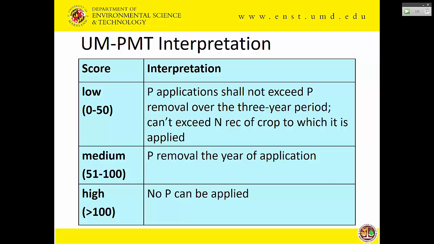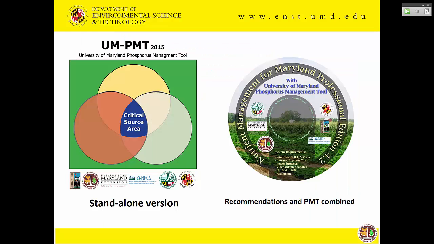So the tools look at different factors. They look at them different ways, even though they may call it the same thing. They look at the transport pathways differently. Instead of mushing it together, they look at them separately, and they have different interpretive tables.